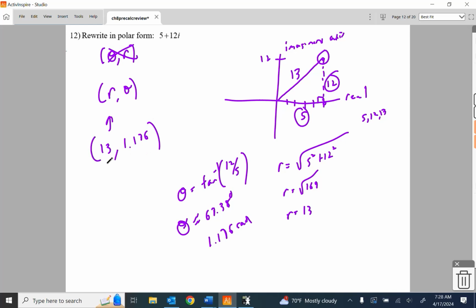Now your challenge exam will do stuff like this, but they'll do it with triangles where you know what the angle is, because it'd be like a 30, 60, 90 or 45, 45, 90.